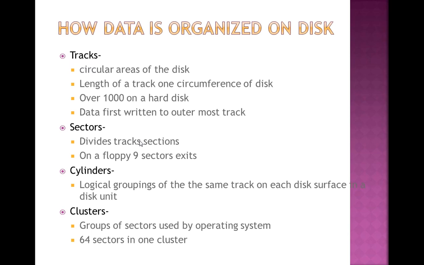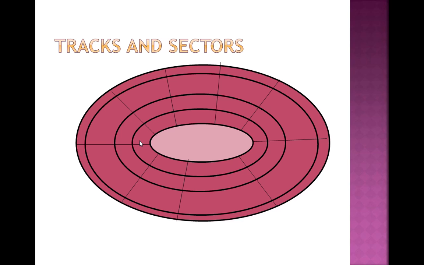Then cylinders, that is, the logical grouping of the same track on each disk surface in a disk unit. Next is your clusters, that is, groups of sectors used by the operating system. Whenever we combine multiple sectors, that is known as a cluster. There are 64 sectors in one cluster.